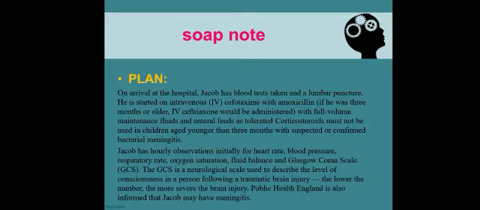So Jacob has early observations initially for heart rate, blood pressure, respiratory rate, oxygen saturation, fluid balance, and Glasgow Coma Scale. The Glasgow Coma Scale is a neurological scale used to describe the level of consciousness in a person following a traumatic brain injury. The lower the number, the more severe the brain injury.